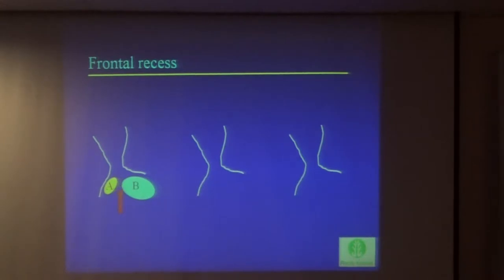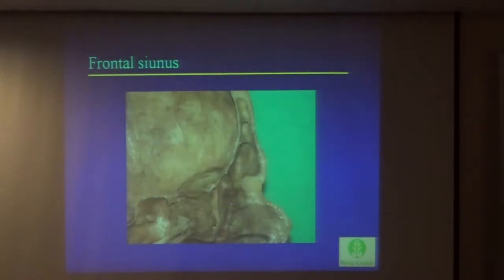And here we are. If we have a relatively moderate sized agger and moderate sized bulla, we have a relatively moderate sized frontal recess. But if we have a tiny agger and very small bulla, we have a capacious frontal recess. But if we have a relatively big agger and a huge bulla, in such a case, we have a very slim space in between for the frontal recess. It looks as if it were a frontonasal duct.